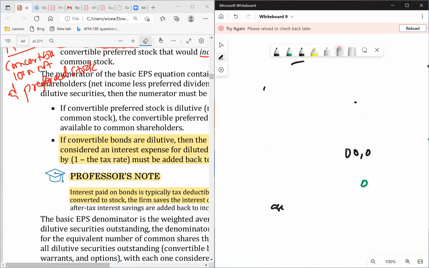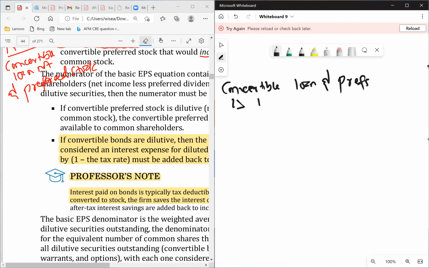So as I was saying, the convertible loan and pref will affect the numerator and the denominator. Stock options and warrants affect only the denominator.